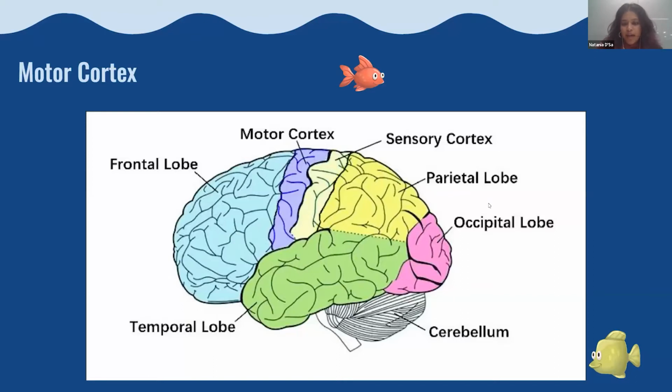Just as Sayumi covered, that's the location of the motor cortex. And something to have a look at here is that the sensory cortex is right near it as well, because of course, as we know, motor and sensory are very interlinked. And next slide.